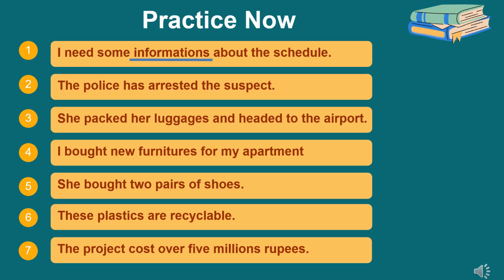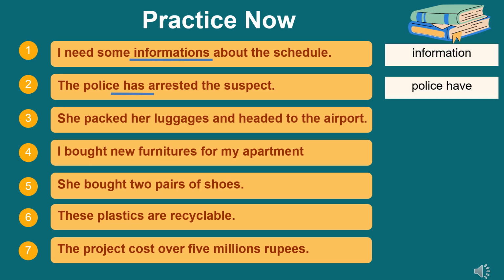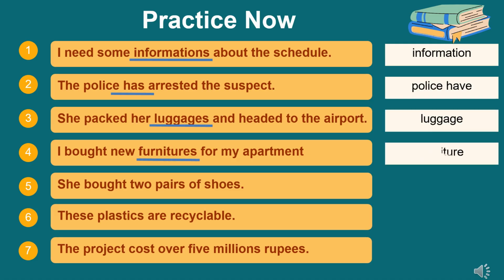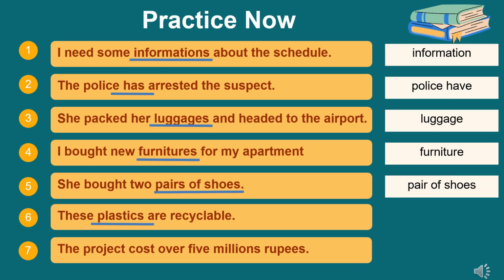Now, let's check your work. Here are the corrections. Information, uncountable noun. Has, have, police is a plural noun. Luggage, not luggages, uncountable noun. Furniture, uncountable noun. Pairs, pair, singular after a numeral. Plastics, plastic, material noun, singular. Millions, million, singular after a numeral.